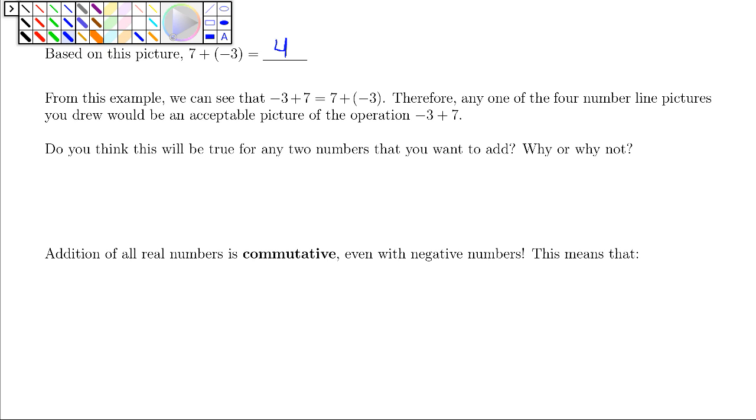Now, I hope you've come up with some sort of reasoning for why you think that it would be true. And in fact, it is true. This property is something that we call commutativity. So addition of real numbers is commutative, which means that if I add two real numbers, it's the same in both orders. The one that we saw above is -3 plus 7 is the same as 7 plus -3.